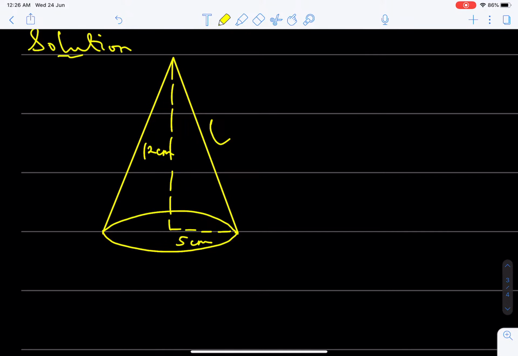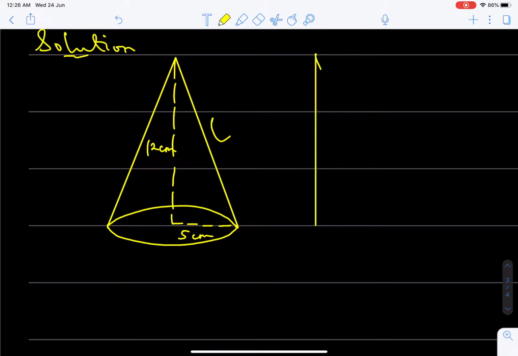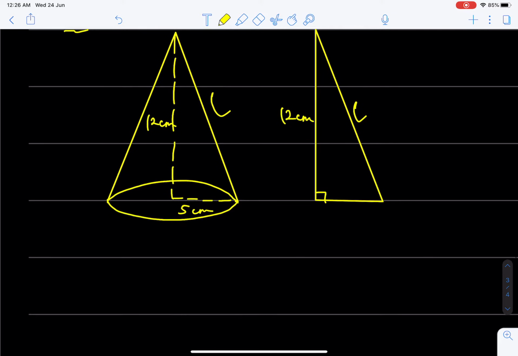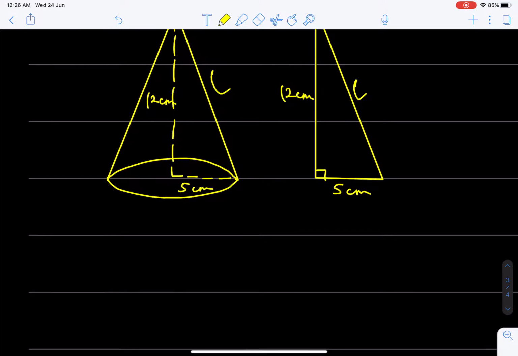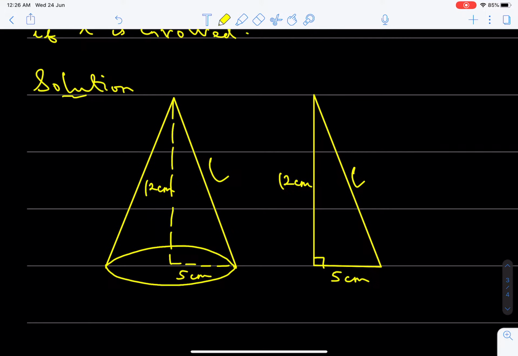Now you can see that there's a right angle triangle in there, which is this. Let me bring out that right angle triangle. That's the height. This is the slant height, and this is the base radius of the cone. Now the height is 12 centimeters. The slant height of the cone is unknown, and its base radius is 5 centimeters. So we can find L from this right angle triangle, which is what I'm going to do.